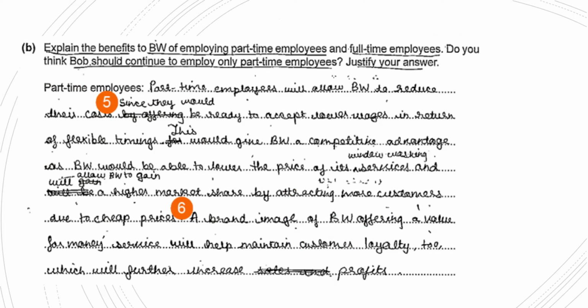So explain the benefits to BW of employing part-time employees and full-time employees. So we know there are 2 options here rather than 3. Do you think Bob should continue to employ only part-time employees? So ये भी पता चल गया इस क्वेश्चन को आंसर करना है justification के अंदर, अपनी recommendation के अंदर. Part-time employees, that's your first heading. Part-time employees will allow BW to reduce their costs.